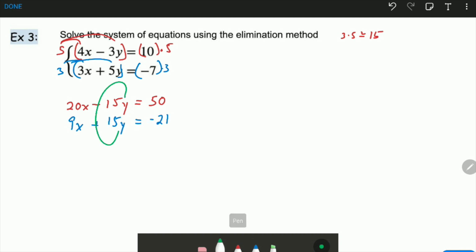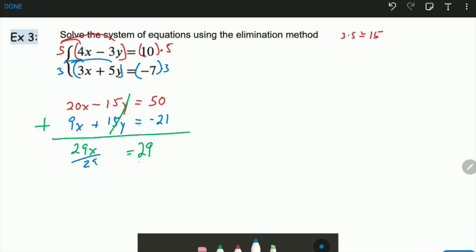Now that we have a variable with the same coefficient, just different signs, we can actually do the elimination part. So we'll add the two equations. 20x plus 9 is 29x. 15y and -15y cancel out. And 50 plus -21 is 29. We have to finish solving for x, so we're going to divide both sides by 29, giving us x equals 1.